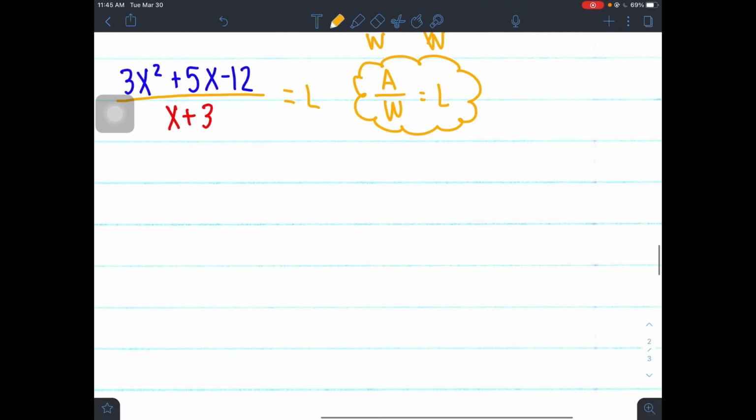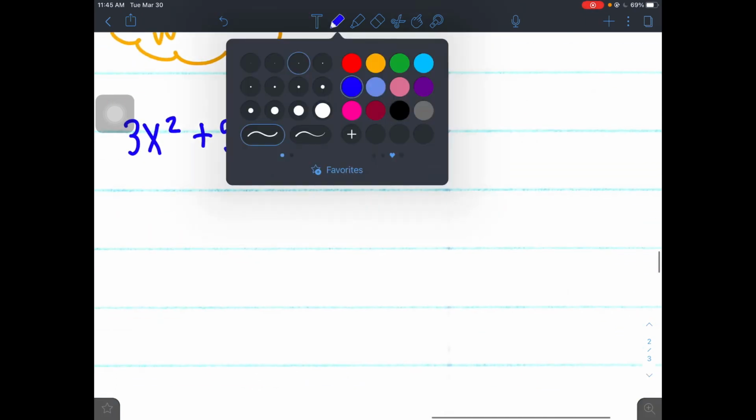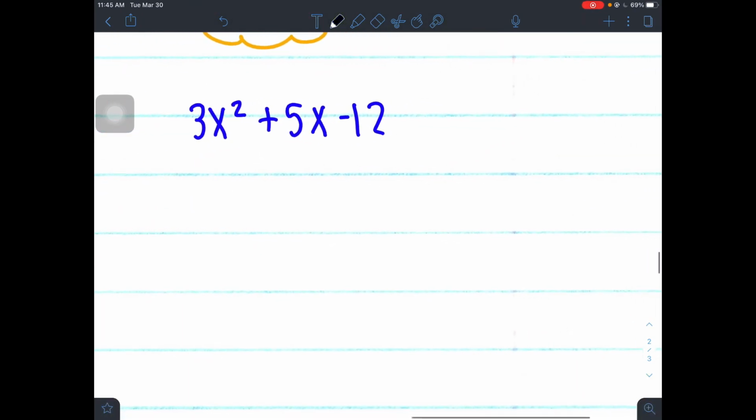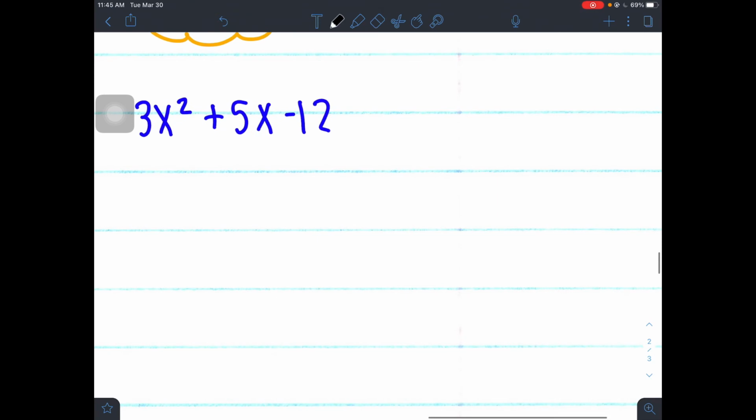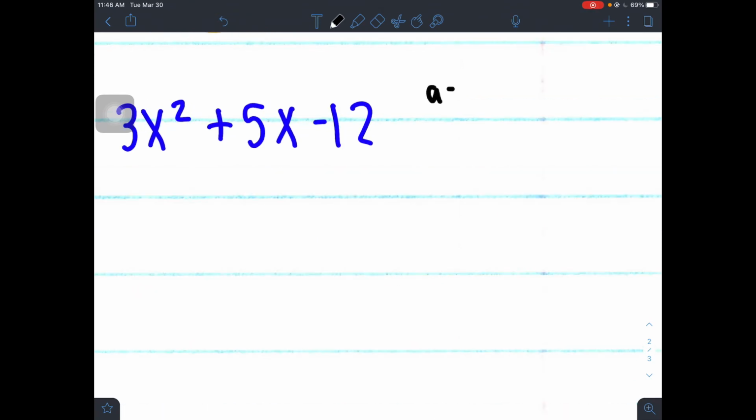Okay, let's go ahead and factor. So we have 3x squared plus 5x minus 12. Let's do AC method over here. First thing you do is check for standard form and check for a GCF. It is in standard form, and there is no greatest common factor other than 1. All right, so we're going to write our A out. So A is 3, our B is 5, and C is negative 12.